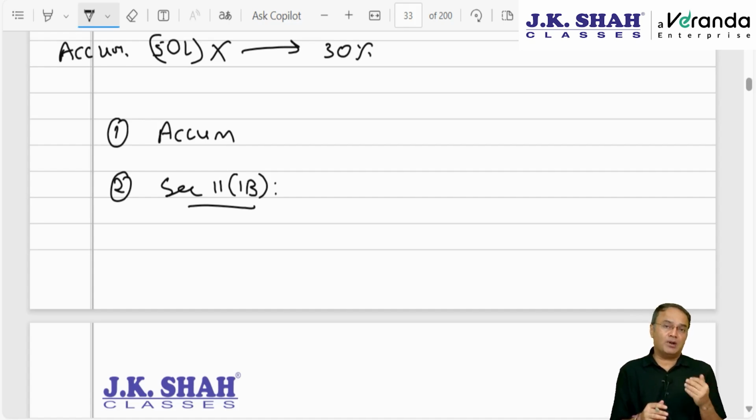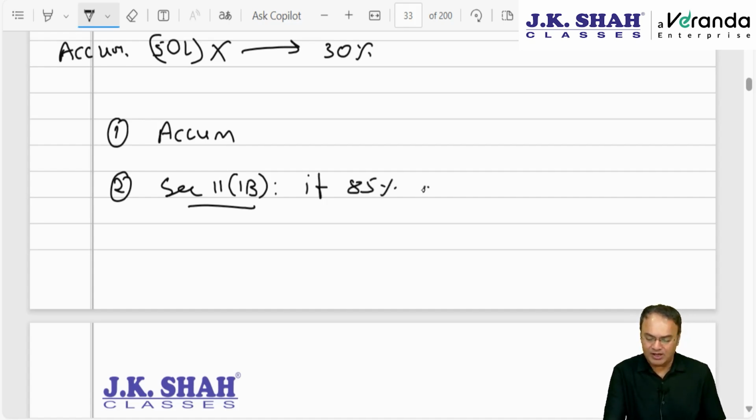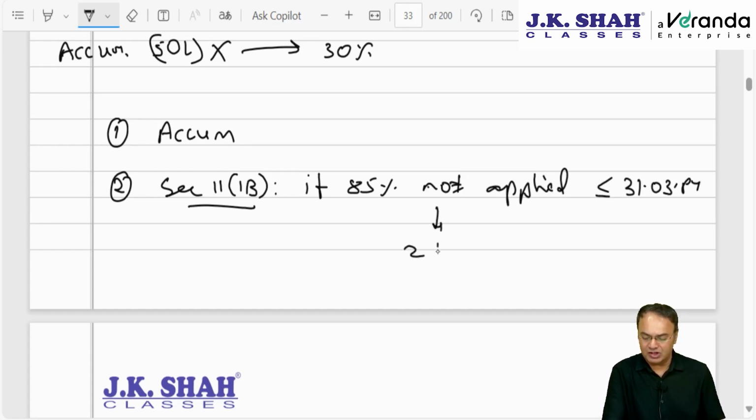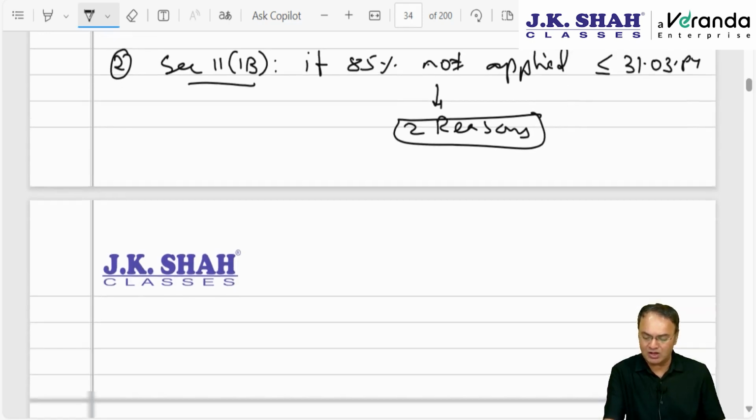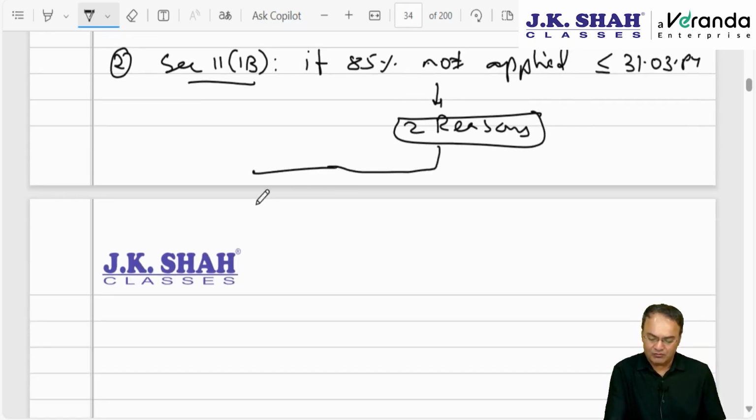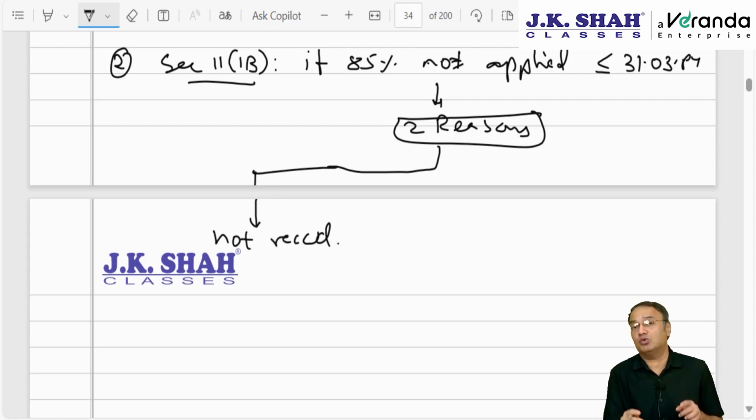What if it is not applied by 31st March? If 85% is not applied by 31st March towards approved objects of the trust, that means not spent on or before 31st March of the relevant previous year, then there could be two reasons, and we have a remedy for these two reasons. Which two reasons? Number one, it is not applied because it was not received by the end of the year. This is possible only for those trusts which are following the accrual system of accounting.